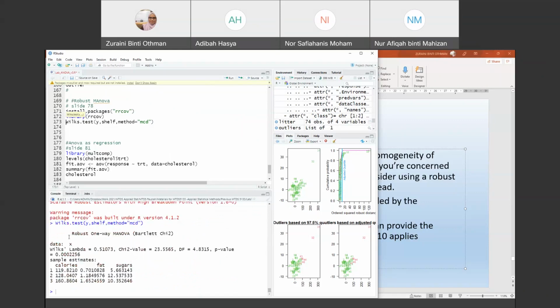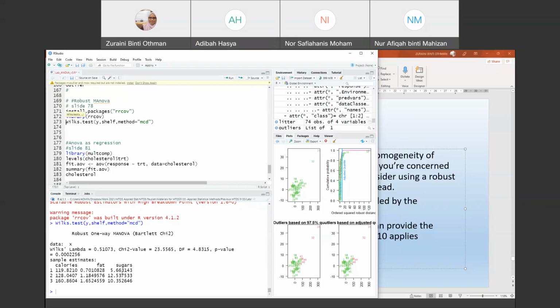Okay, so here ini dah daripada weak test tu. How can we find from the value here? And we know that our p value is 0.002, which is it is significantly different. Then this is the shaft from the calories, fat, and sugar.